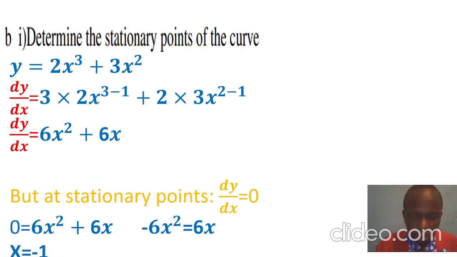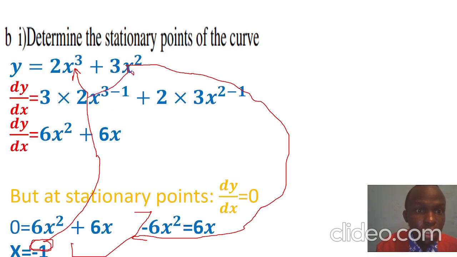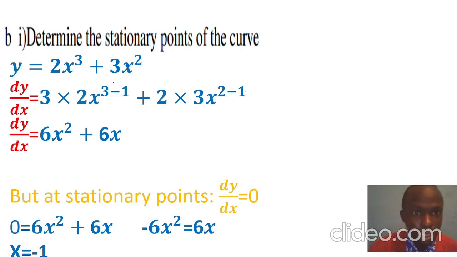What will help us get the coordinate is bringing back our original function. We have said that is the original function, and then this -1 here, substitute it in the original function. Substitute the value of x to get the y coordinate. So we are going to come back to the original equation so that we substitute the value of x at the stationary point. Let us see what happens in the solution.